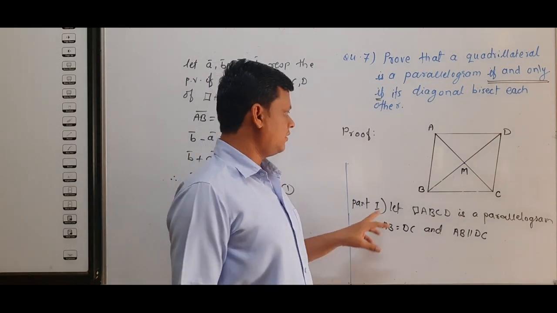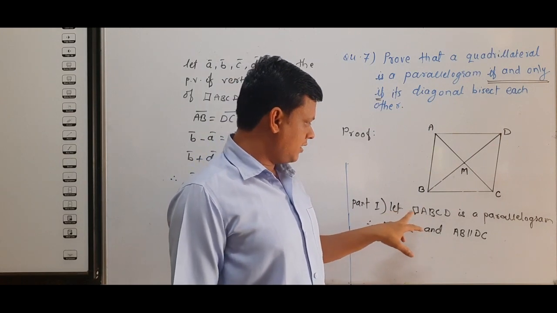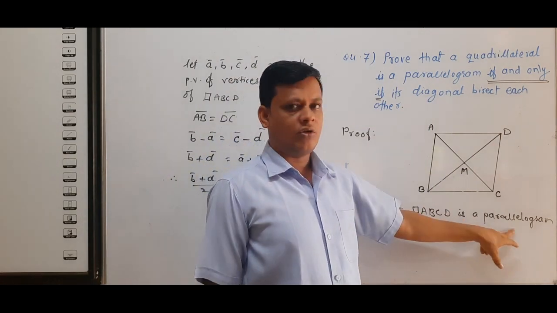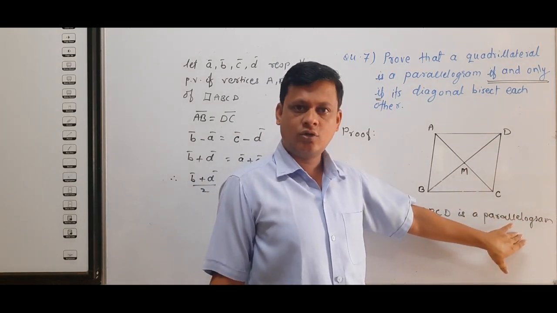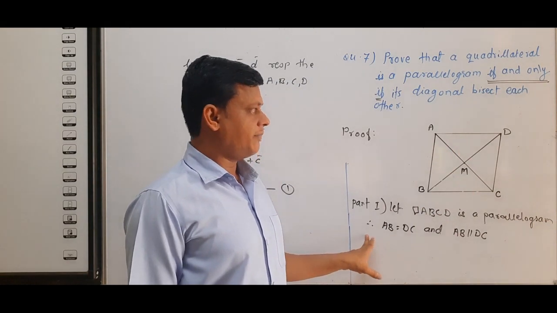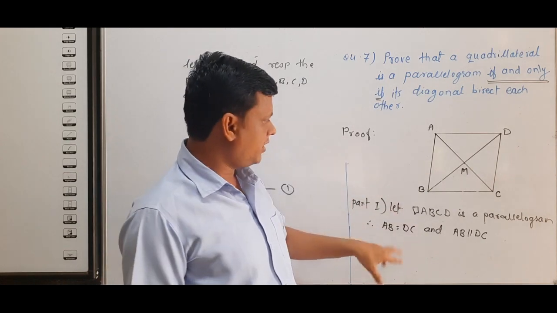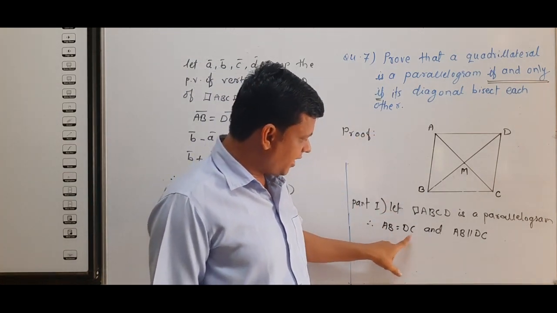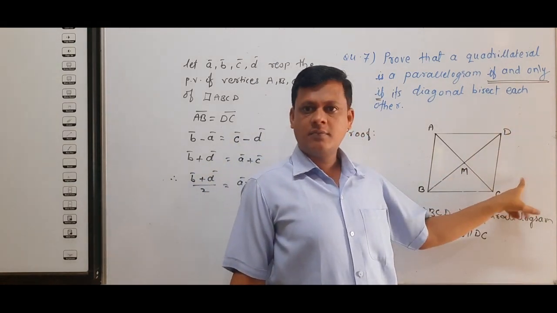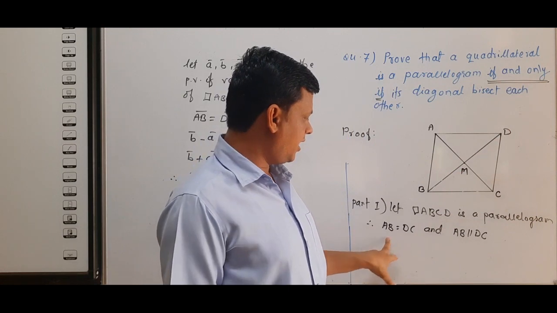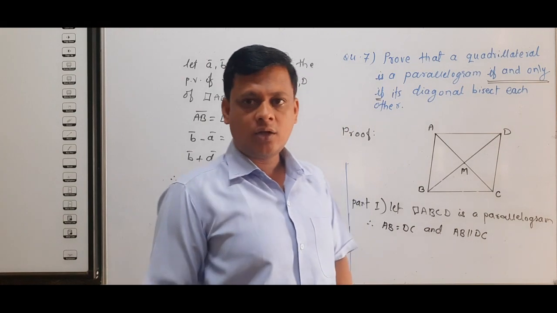So see, first we have to consider the quadrilateral. We write here, let quadrilateral ABCD be a parallelogram. So we consider quadrilateral ABCD, which is a parallelogram. By the definition of parallelogram, its opposite sides must be equal in length. So we consider AB equals DC, and side AB and side DC are parallel to each other. So we write AB equals DC and AB parallel to DC, that is by the definition of parallelogram.